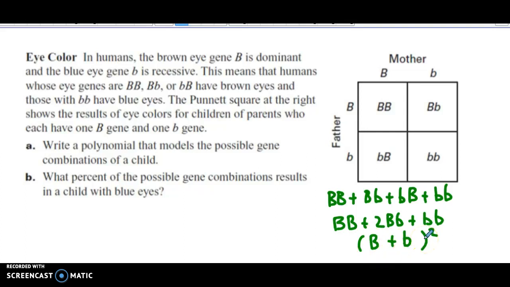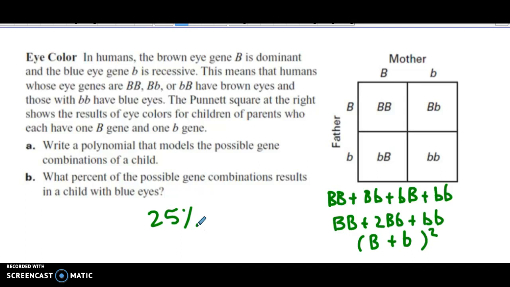If we're looking at what percent of possible gene combinations results in a child with blue eyes, well, we have 4 possible outcomes, and 1 out of the 4 yields blue eyes. So we would say 1/4 or 25%.